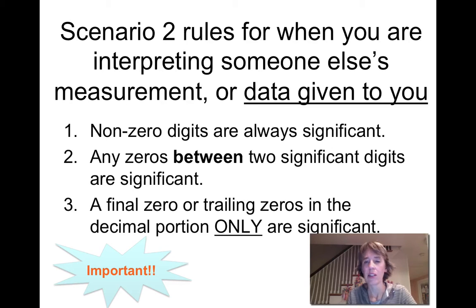So now on to the, I would say, more difficult job, interpreting someone else's data. So there's kind of 3 rules that you want to remember. First is that non-zero digits are always significant. Second is that if you've got zeros in between other numbers, other significant digits, they're significant. And then lastly, a final zero or trailing zeros in the decimal portion of the number are significant. So I'll give examples of all 3 of these rules.